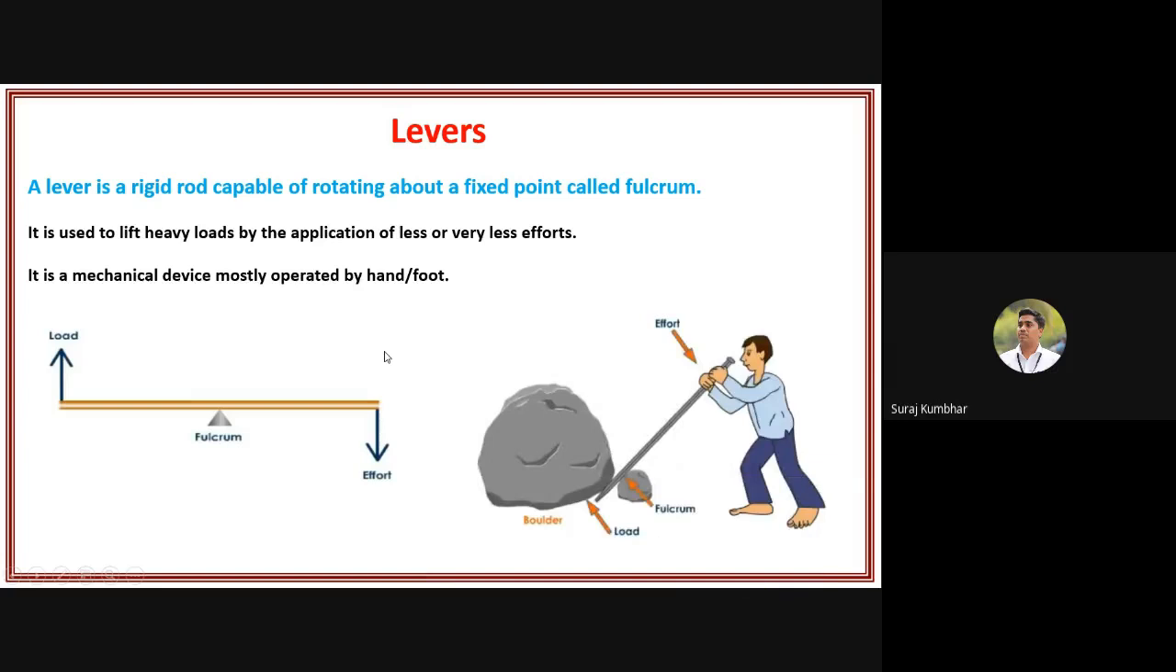Another example is on the right-hand side, where you can see a person moving a boulder or rock from one place to another. In his hand he uses a lever, a rigid rod. At the top he applies the effort, and at the center there is a fulcrum, for which he uses another rock to support the lever. That fixed point is the fulcrum, and the boulder is the load. He lifts that load by applying effort at the right-hand side. So this is a lever.